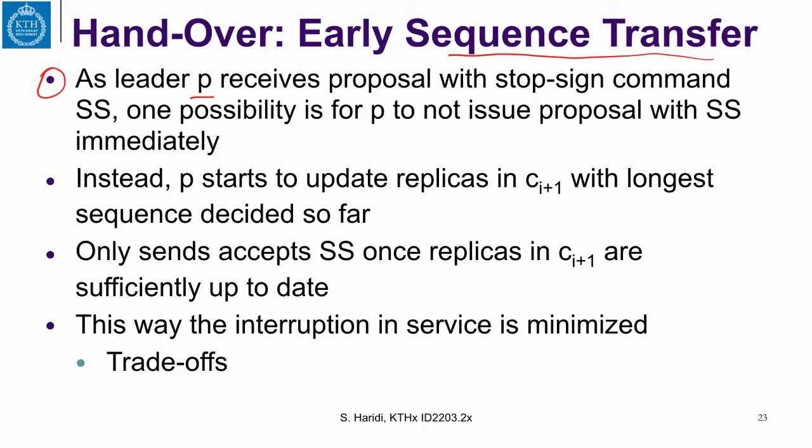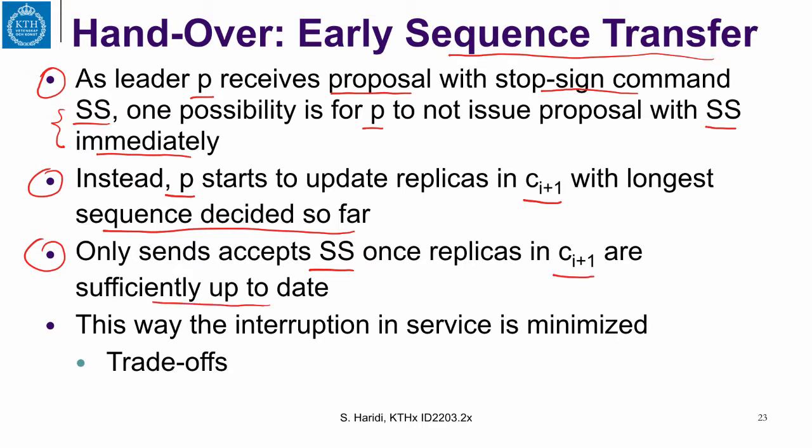As a leader, P receives a proposal with a stop sign command. One possibility for P is to defer this command for a while, not to issue the stop sign command immediately, which would mean it can still accept other commands from the clients instead of rejecting all commands. Instead, process P starts to update the replicas in Ci+1 with the longest sequence decided so far, and then only accepts the stop sign command once the replicas are sufficiently up to date. In this way, we make the interruption of the service minimal.